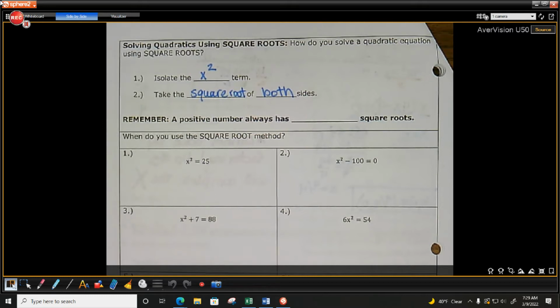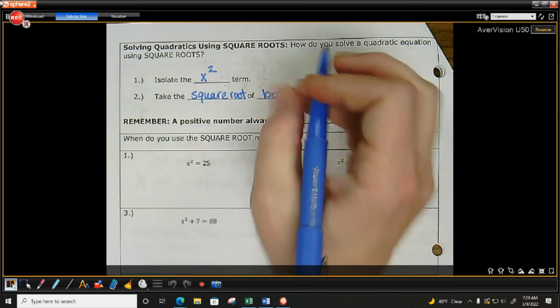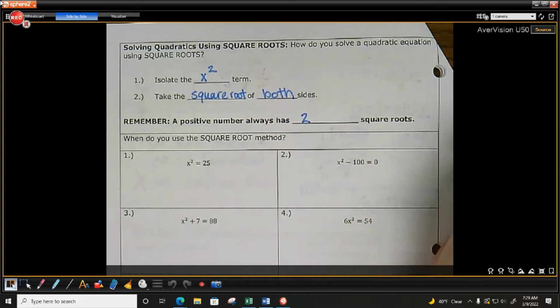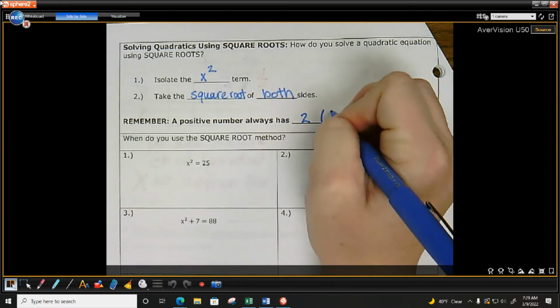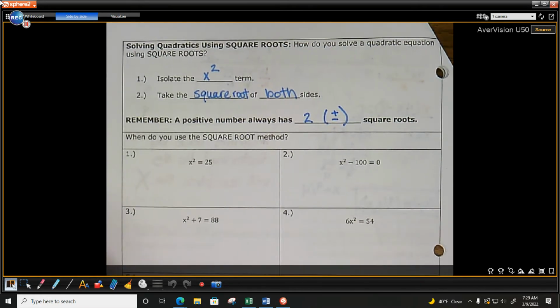Now, the only tricky part is you have to remember a positive number always has two square roots. It has the positive and the negative. Now let's think about why that's true. If you take the square root of 4, it's positive negative 2. Why? Because what's 2 squared? 4. What's negative 2 squared? What's a negative times negative? Positive 4. So there's two different ways to multiply something by itself to get 4. 2 times 2 and negative 2 times negative 2.